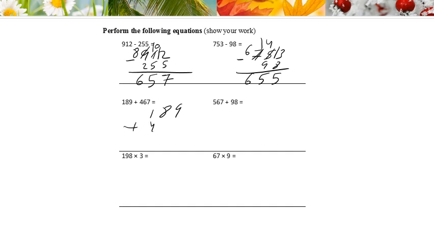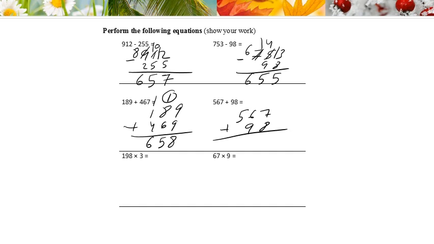189 plus 467. Okay, I have to add here 9 plus 9, 18. We have a carry over. 8, 9, 9 plus 6, it is 15. 4, 5, 6.